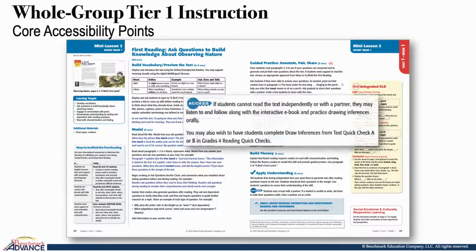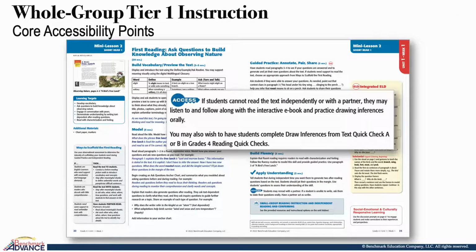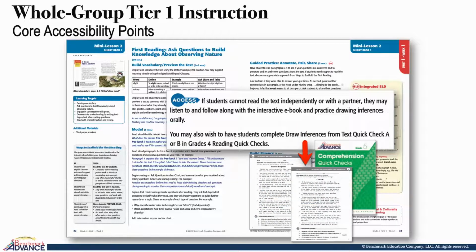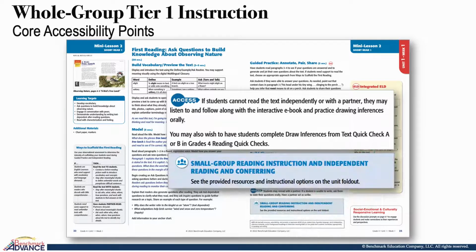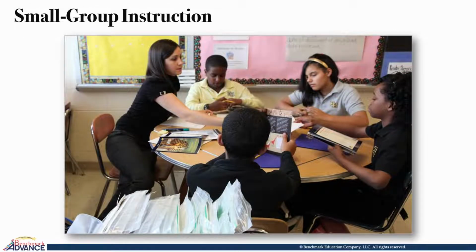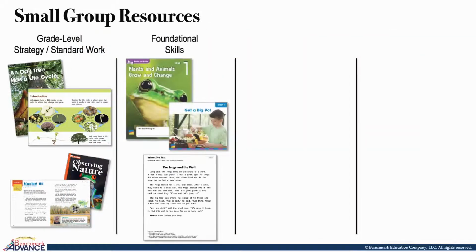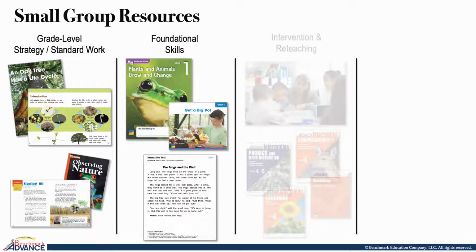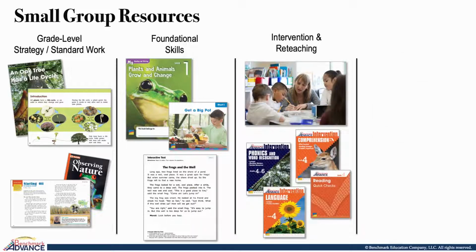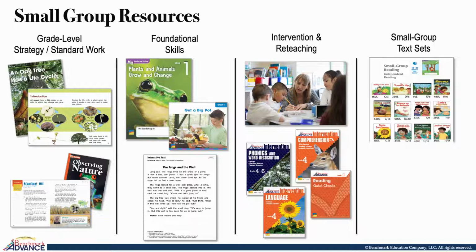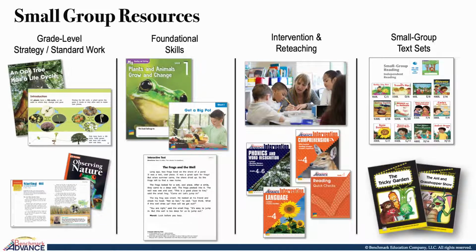For students of varying cognitive abilities, key access points provide modifications to the learning task as they demonstrate their understanding. And during small group, teachers might reteach grade-level standards or scaffold students with grade-level texts, or reteach foundational skills, provide intervention, or use the small group texts to practice standards. Reader's Theater gives students practice with fluency.